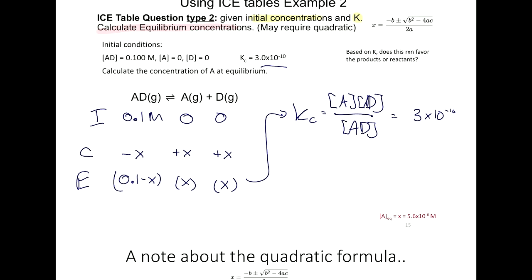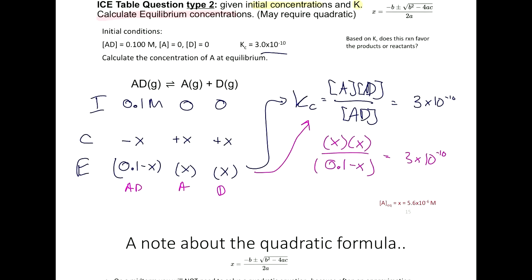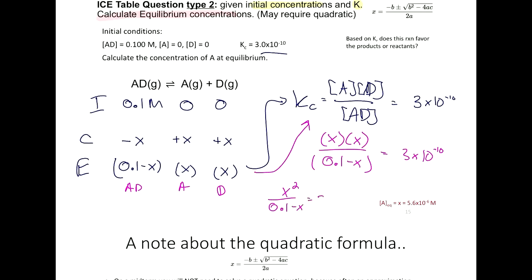So, like I said, the strategy with ICE tables is you always put the E line into the K expression. So I'm replacing all those concentrations with the actual expressions that I got from my ICE table. So K is actually equal to X times X over 0.1 minus X, and that is equal to 3 times 10 to the negative 10. You can go ahead and simplify that to x squared over 0.1 minus x equals 3 times 10 to the negative 10. Done. Boom. Okay.